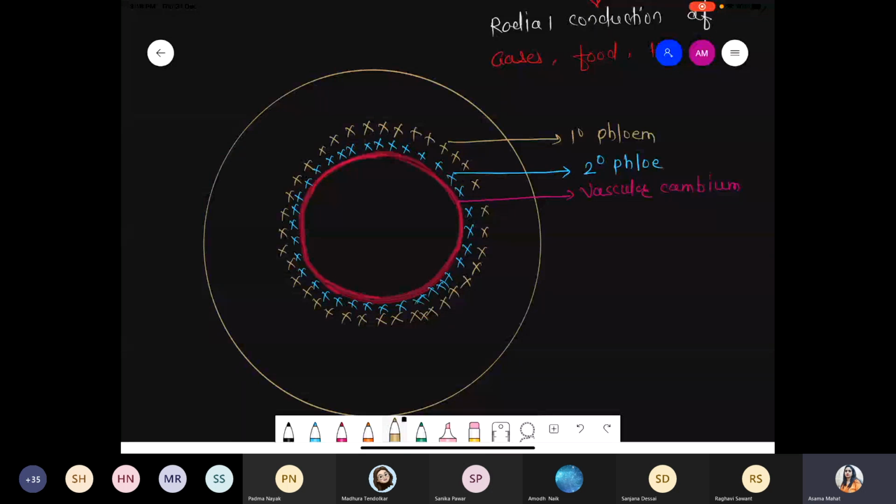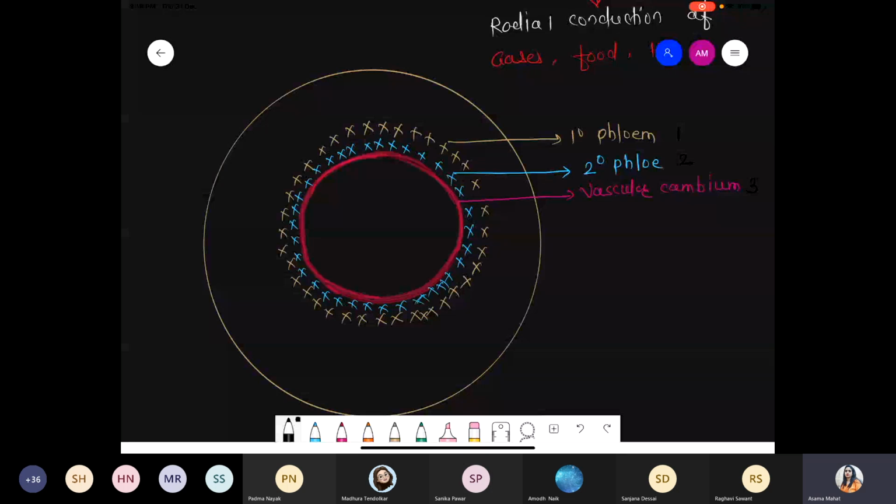Don't change the sequence. I'm giving the numbers. This is number 1, this is number 2, this is number 3, because now we are going from outer to inner side. Start from the vascular cambium. Vascular cambium cuts toward the outer side and converts into secondary phloem. Primary phloem is already present, which is a part of primary growth. So we have to draw that also. Again toward the outer side there is the presence of the primary phloem.